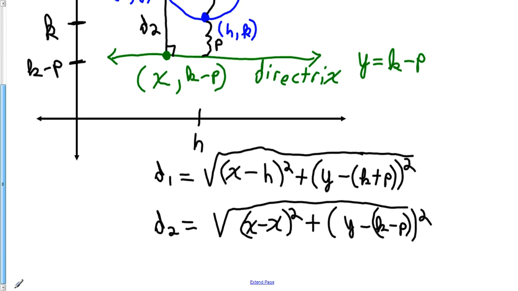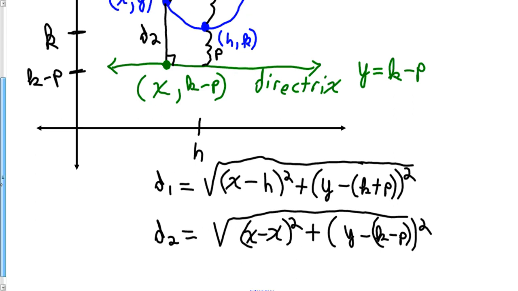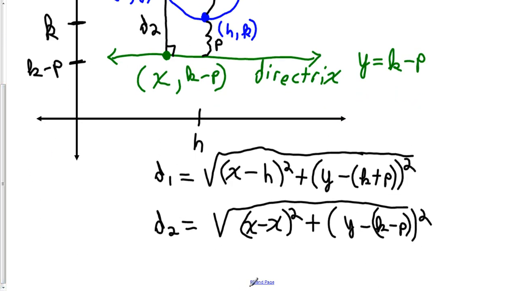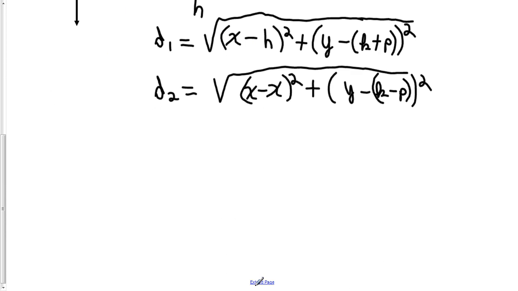All right. So we have our two expressions for these two distances. Distance 1, the distance from the focus to an arbitrary point on the parabola, and distance 2, the distance from the directrix to an arbitrary point on the parabola. And I'm going to make sure that these two distances are equal to each other. So I want d1 to equal d2, because that's the definition of a parabola. It's the set of all points that are the same distance from a given point called the focus and a given line called the directrix. So this is the distance to the focus, this is the distance to the directrix. I want to make sure they're equal.